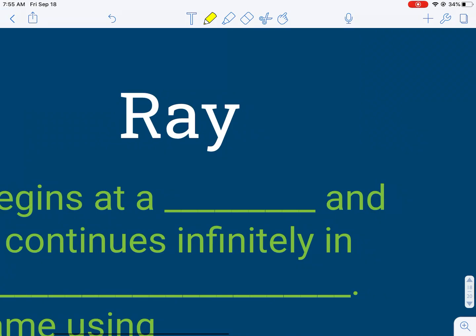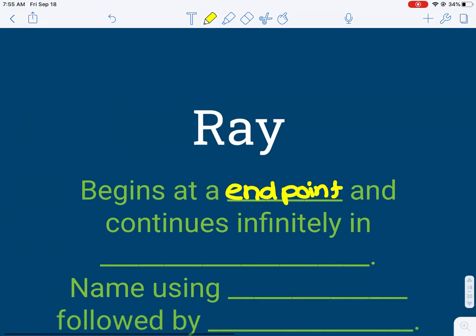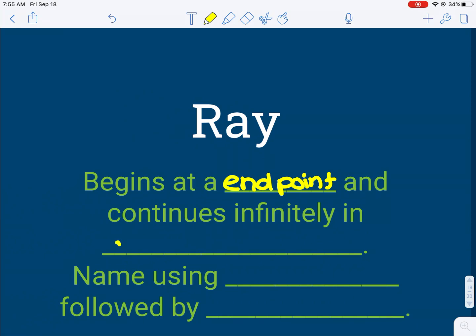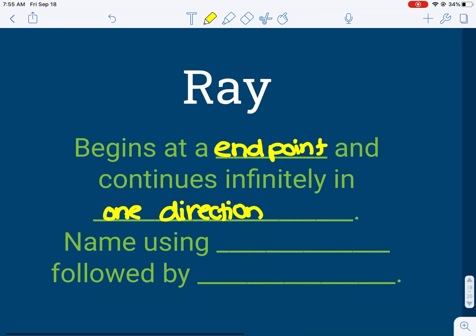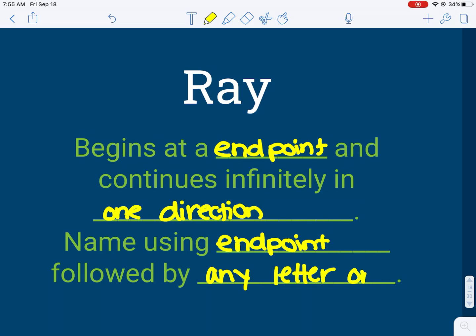My ray is going to begin at an endpoint and continue infinitely in one direction. So it's like that infinite piece of spaghetti, but we're cut off just one end. I name it using an endpoint followed by any letter that's on the ray.